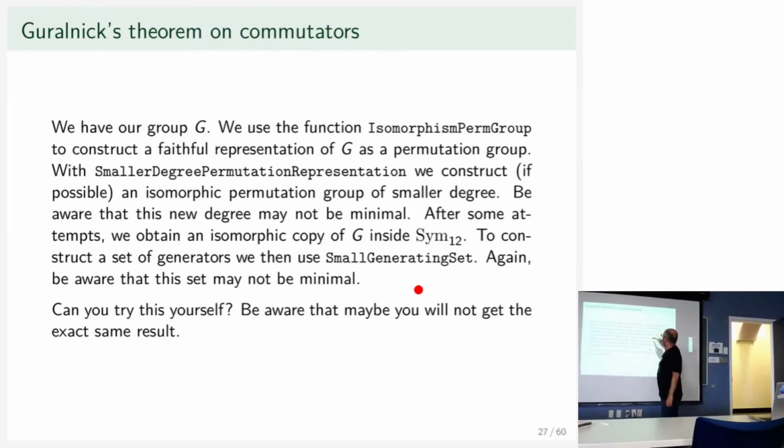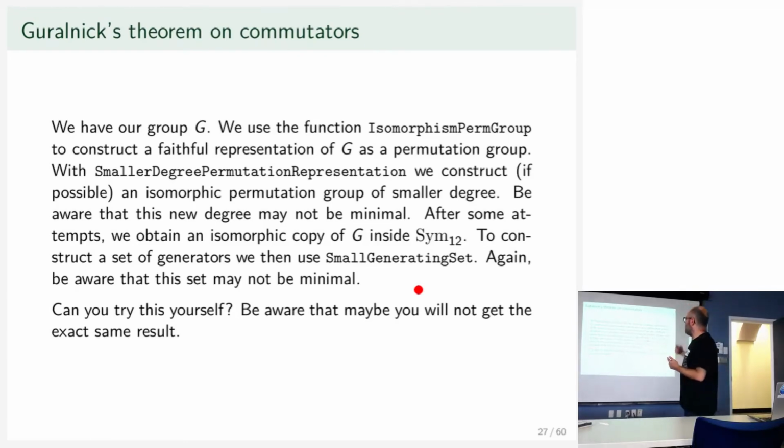Then you can do something like this. You have another function which returns a smaller degree permutation representation. Be careful, I'm not claiming that this is the smallest degree representation. So you apply this, and maybe GAP finds a better representation, moving less points. Maybe not.